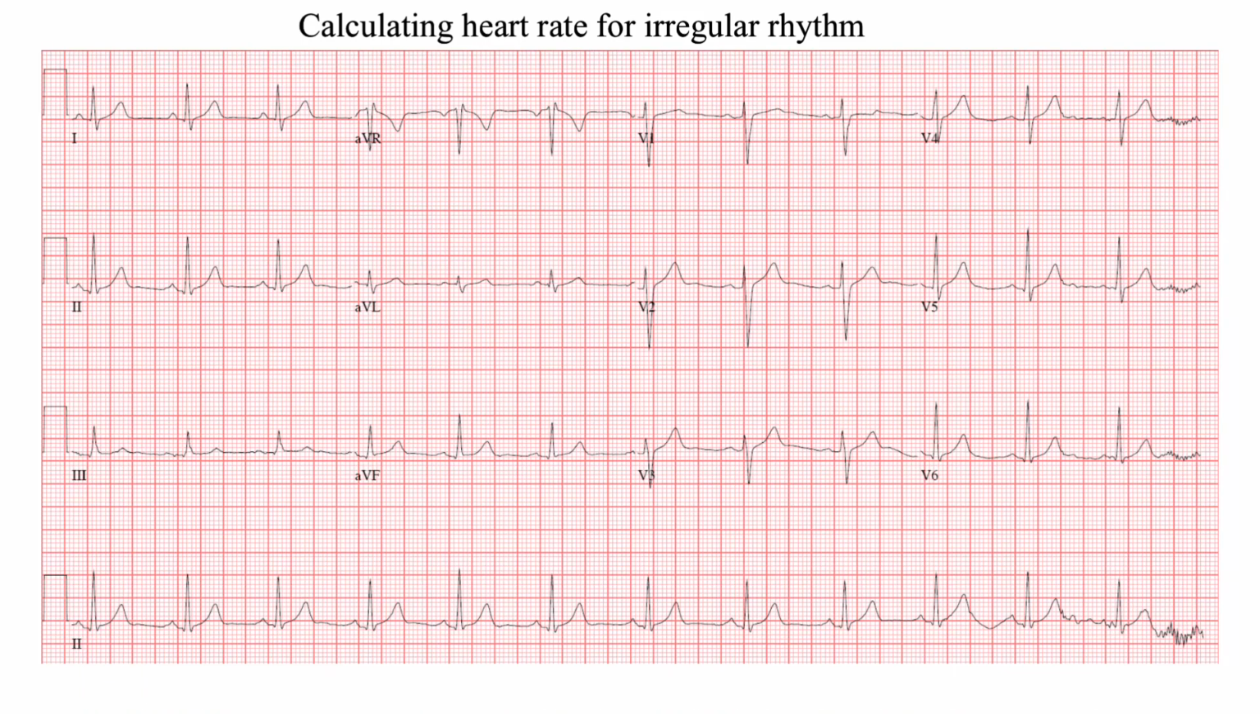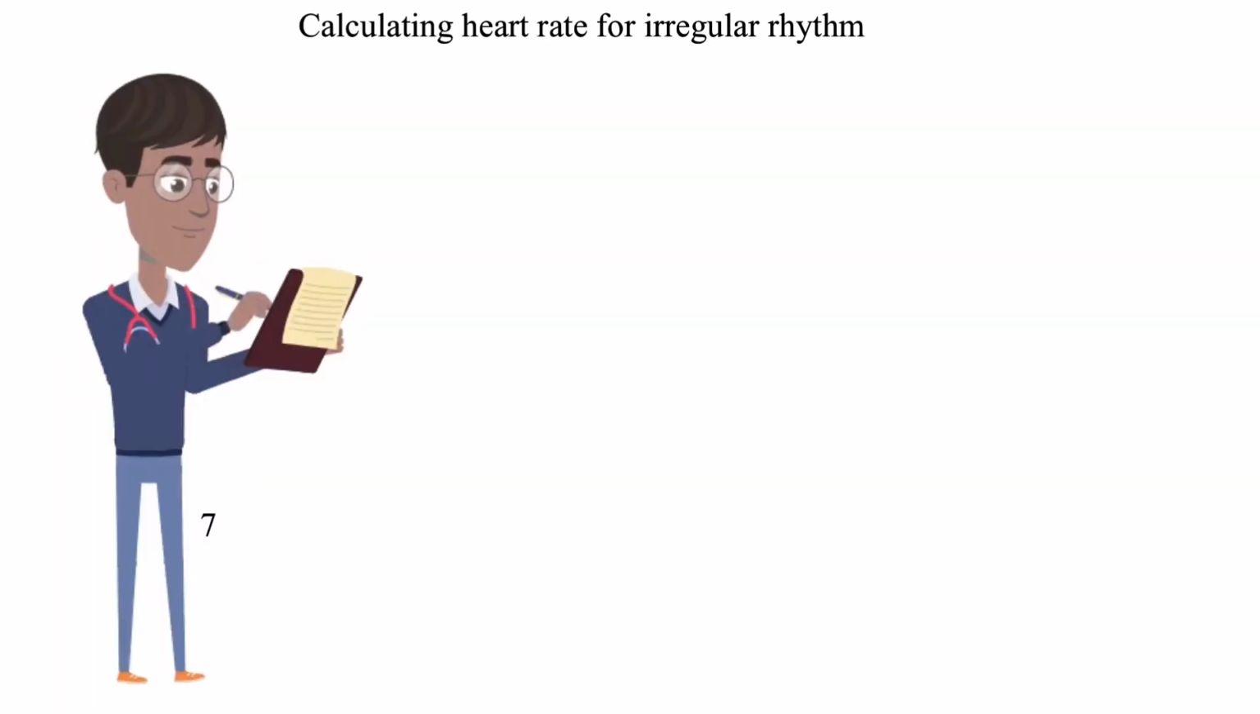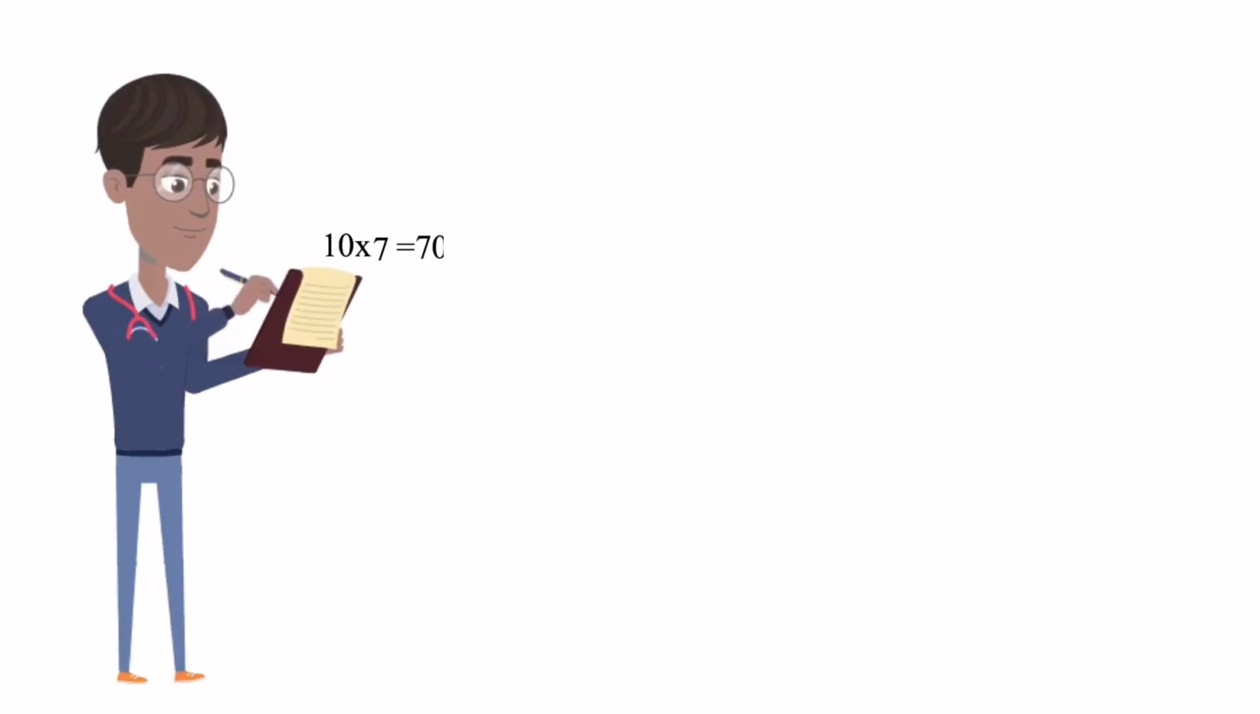But because we are using one strip, we are going to use the current ECG displayed on the screen and we are going to assume that it's irregular. After counting the 30 big boxes, I can confirm that there are 7 R-R intervals or QRS complexes in the 30 boxes. Using the mathematical expression, I will say 10 times 7, which is 70.